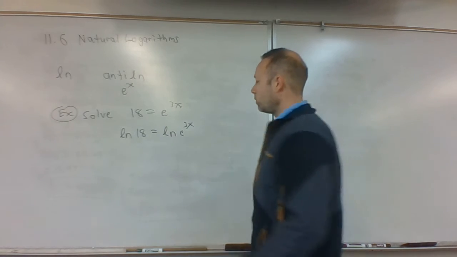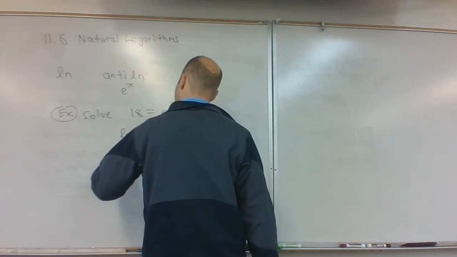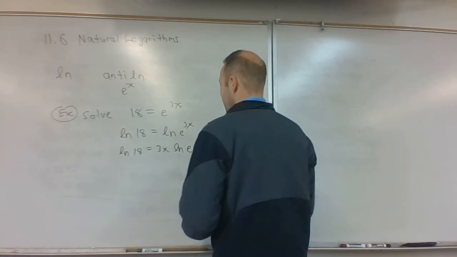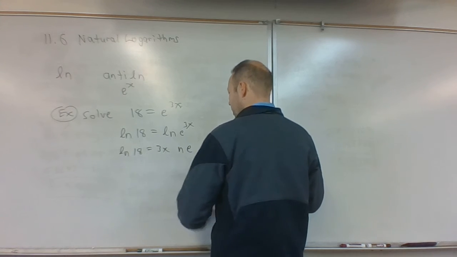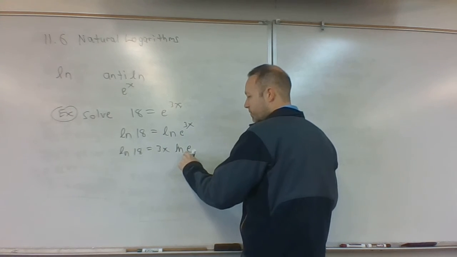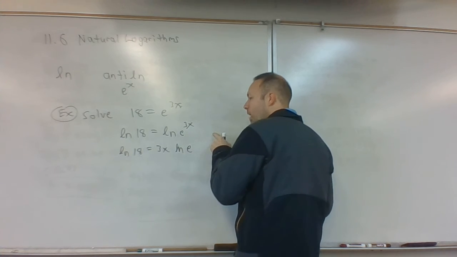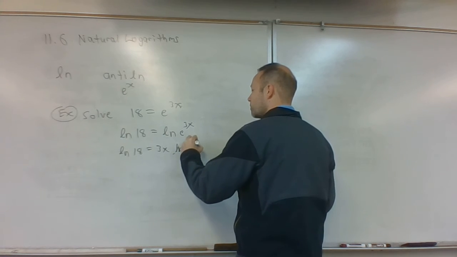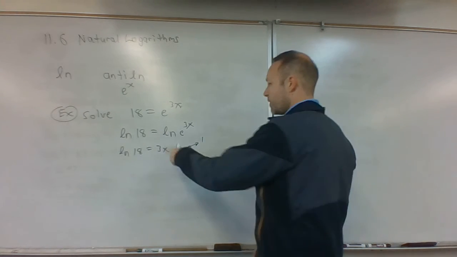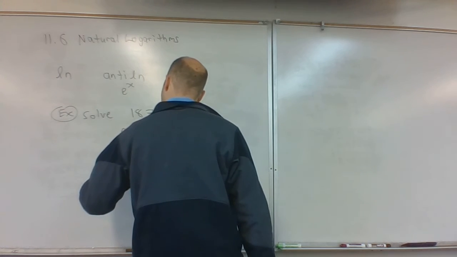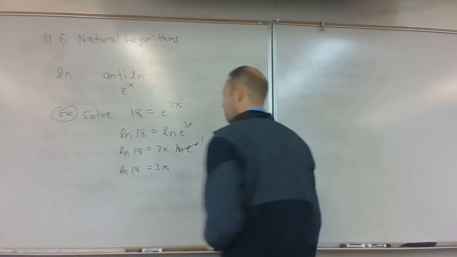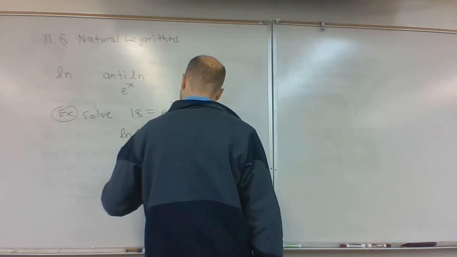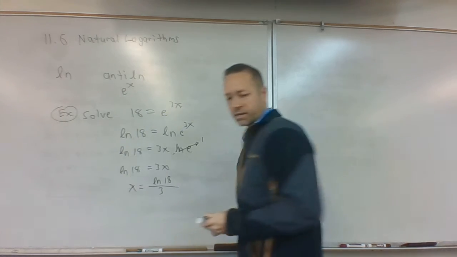Now we can use our power rule and pull that exponent around front. So we have natural log of 18 equals 3x times natural log of e. Now, natural log is log base e, so what we're saying is base e to what power equals e? Well, e to the first equals e, so this just becomes 1. Then we get natural log of 18 equals 3x. Divide both sides by 3, so x is natural log of 18 divided by 3.